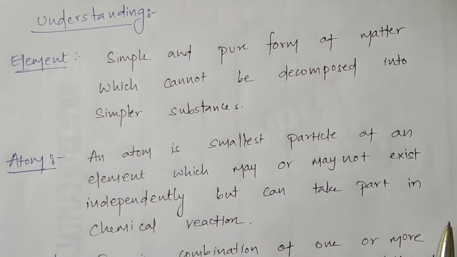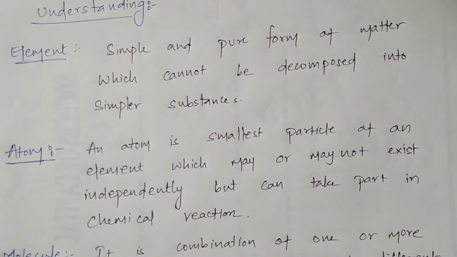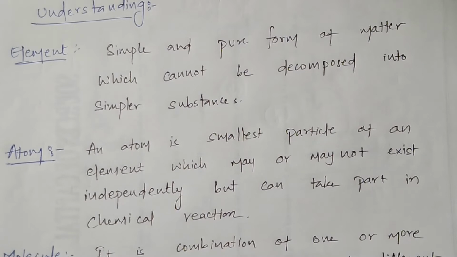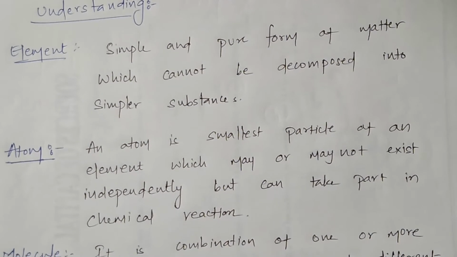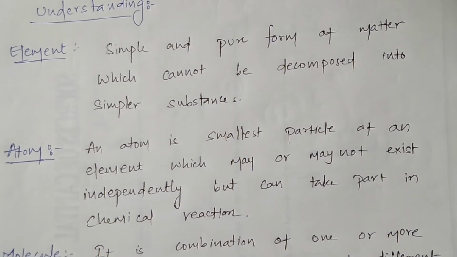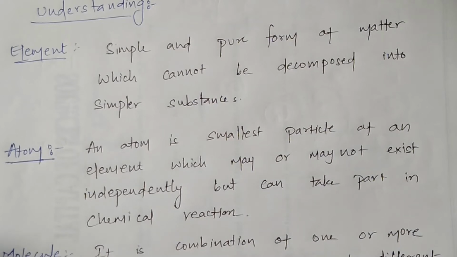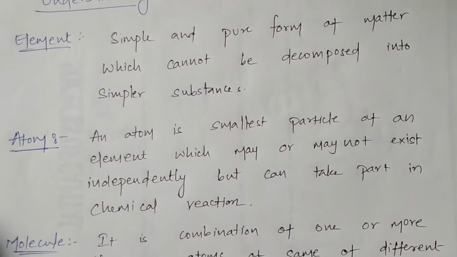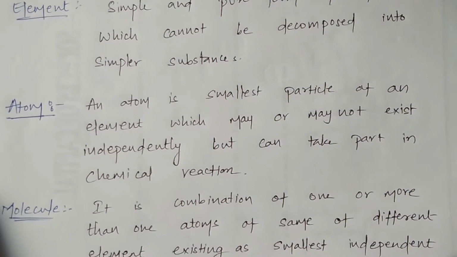Then we switch to the atom. What is an atom? The definition is given in the book, so I have taken it, though it is not the smallest particle. The atom is the smallest particle of an element which may or may not exist independently, but can take part in chemical reaction. Remember, whenever a chemical reaction takes place, it is the atoms which are combining and not the elements. For example, if I say that one iron is combining with one HCl, that means the atom of iron is combining with the molecule of HCl. Right now this is just for understanding. We will understand everything with examples later on.